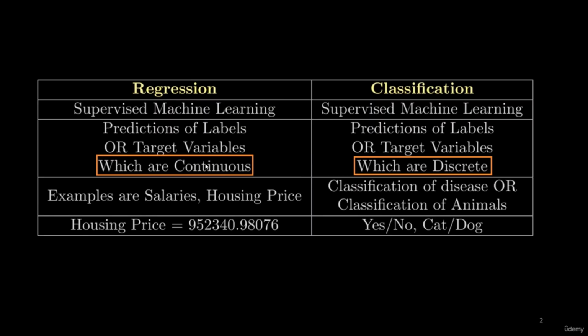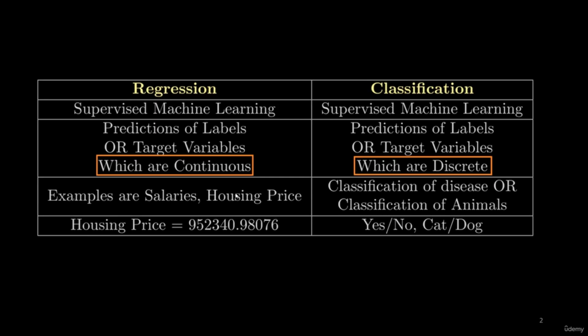In regression, the target variables are continuous. On the other hand, in classification, the target variables are discrete. Here are examples of a few continuous target variables, like salaries or housing prices. For classification, suppose we have to classify whether a person has a disease or not, or classify between different animals. So in regression, the target variable is continuous, and in classification, the target variable is discrete. This is the big difference between regression and classification, although both are supervised machine learning algorithms.